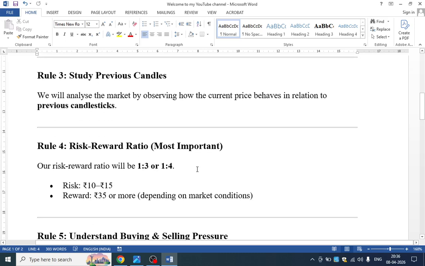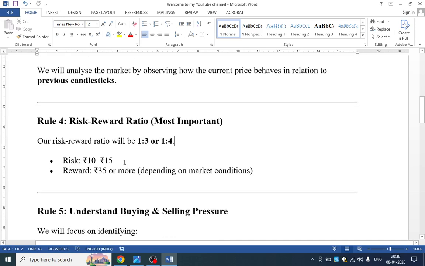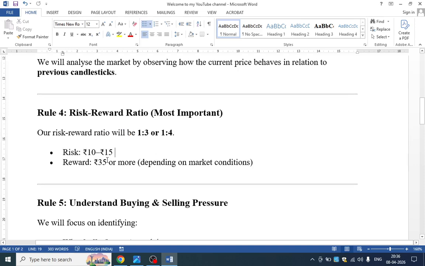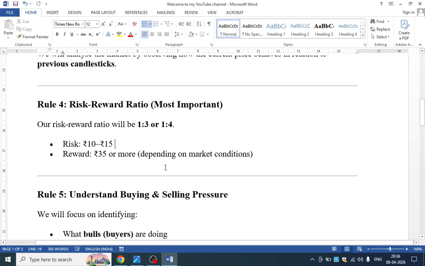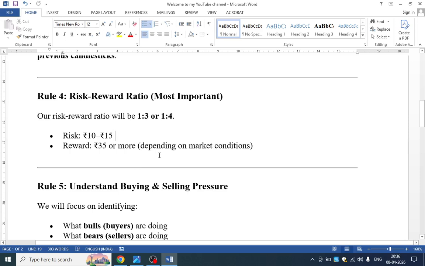And this is my risk and reward ratio. I always try to maintain 1:3 or 1:4. Sometimes it is a very strict stop loss, but it depends on the market scenario. I try to risk only 10 to 15 rupees, and my reward should be 35 rupees or more, or 80 rupees, depending on the market condition. I allow my reward to grow.